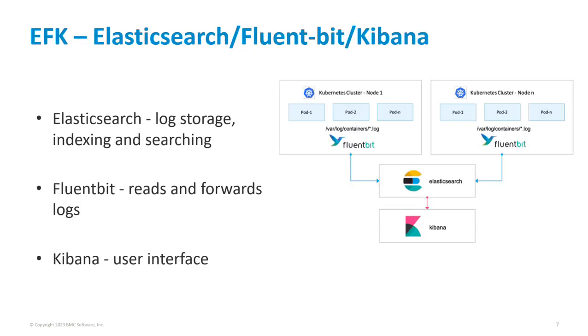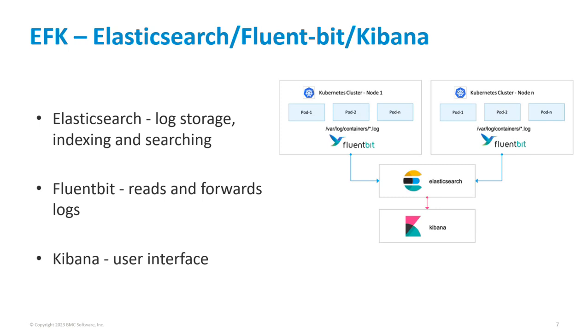The most commonly used, or one of the most commonly used logging subsystems within Kubernetes, is known as EFK: Elasticsearch, Fluent-bit, and Kibana. Those are the three components that comprise the logging solution. Elastic is the log collection, log storage, indexing, and searching component. So that's where all of the logs actually get sent and reside.